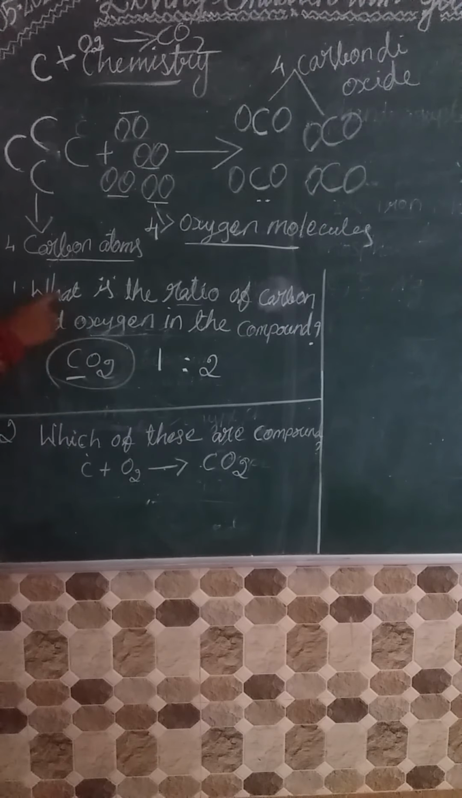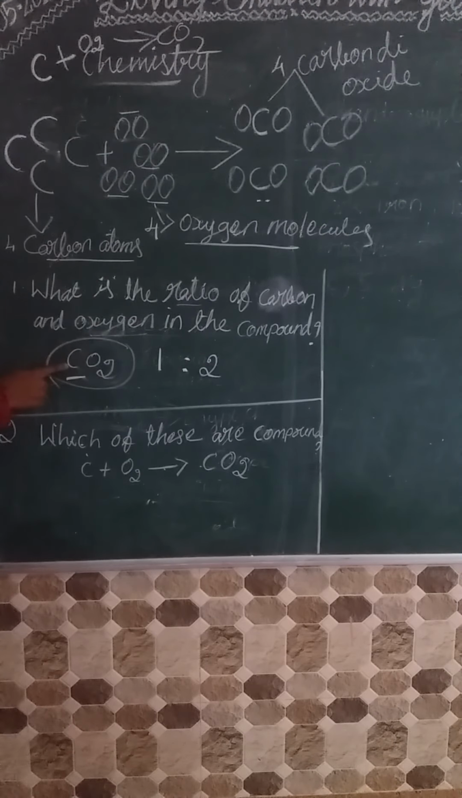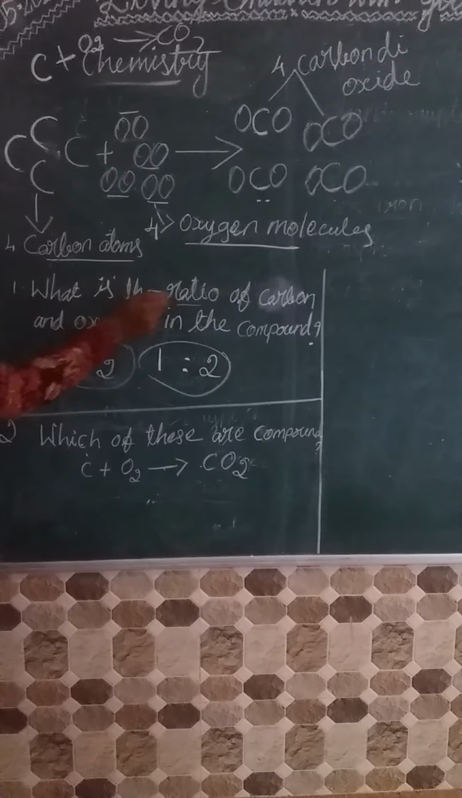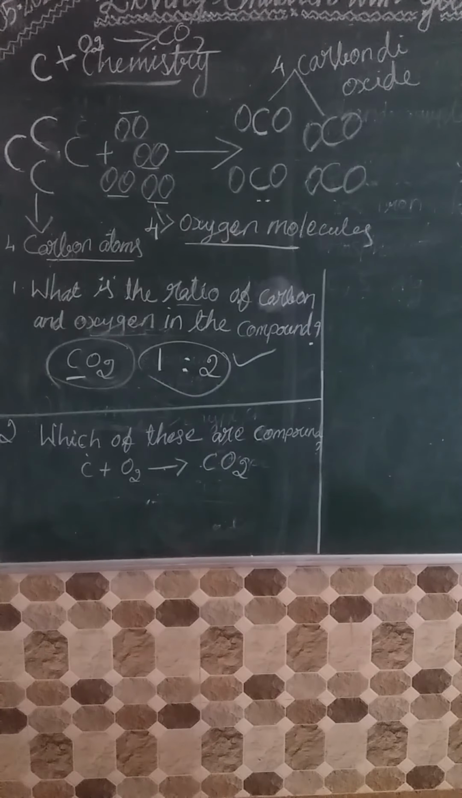So your question is, what is the ratio of carbon and oxygen in the compound? In this compound, how many carbon? 1 carbon. How many oxygen? 2 oxygen. So the answer is 1 is to 2. The ratio is 1 is to 2. This is the answer for this question. So the next question: which of these are compounds?